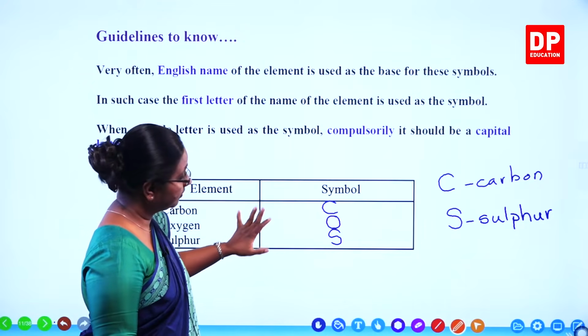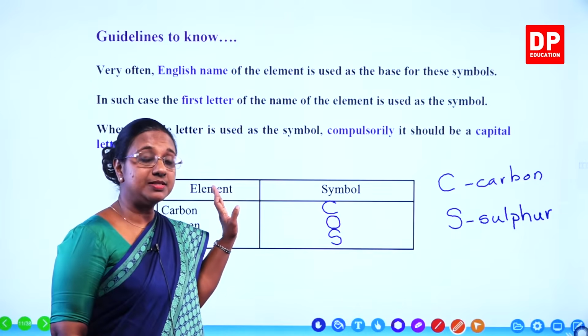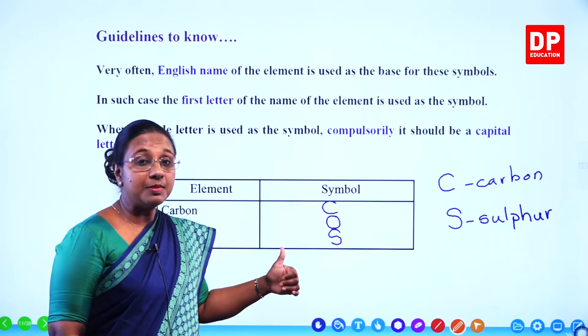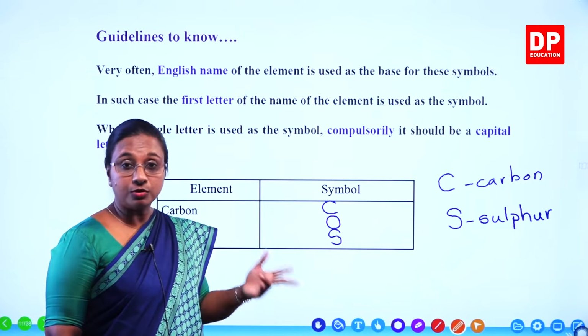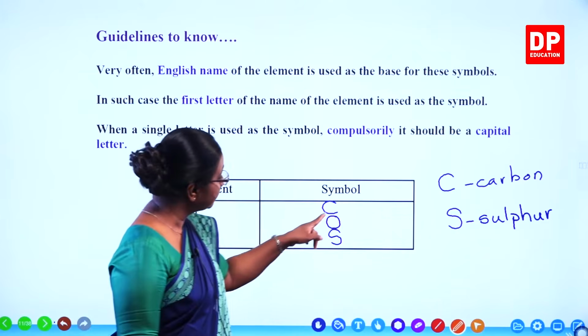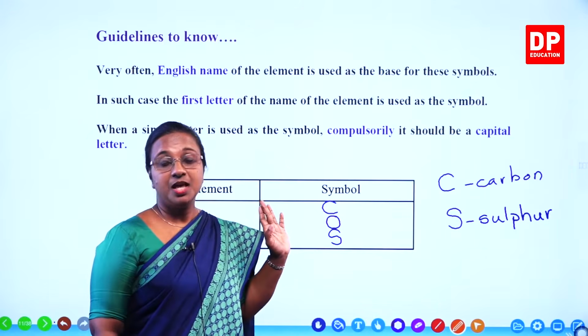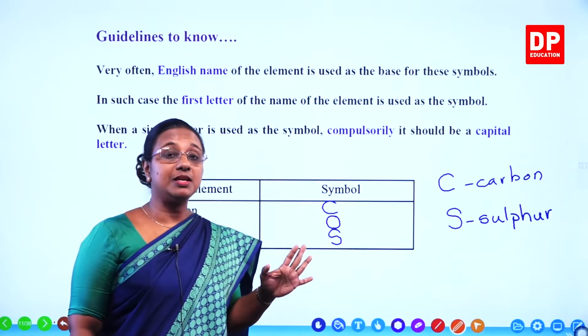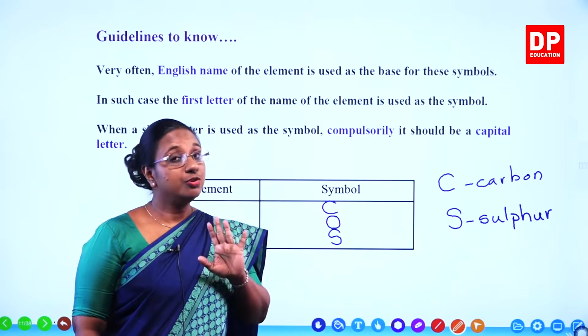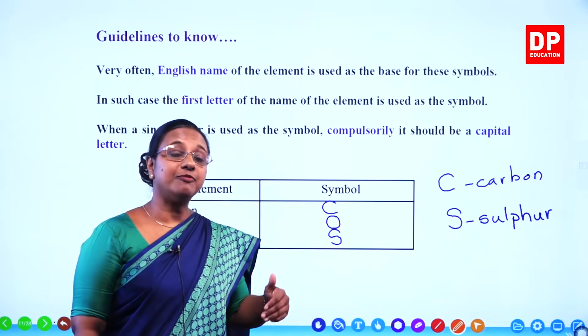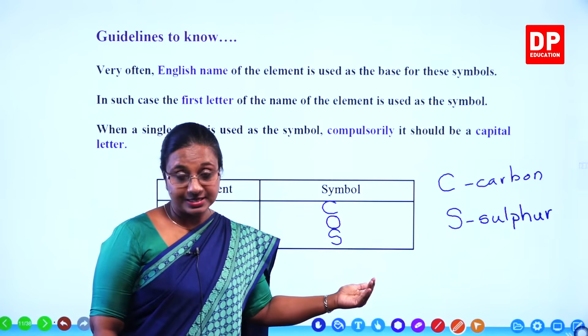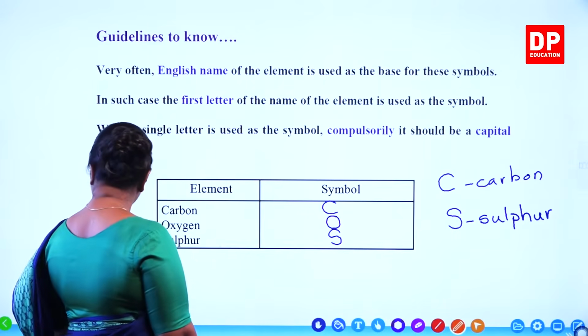But now we have come across some elements. Now you can remember carbon, copper, chlorine. All of them start with the letter C. So, can we assign the same letter to all of those? You can't. Then we have to move on to the next guideline. We will see how we do that.